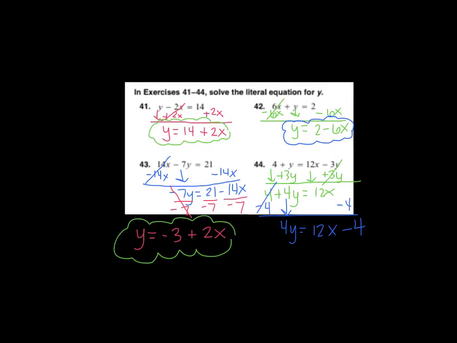Now this step looks very similar to the step that I was just talking about over here in this problem. So notice 4 is being multiplied by y, and the opposite of multiplying by 4 would be to divide. Make sure you divide every single term by 4. So 4 divided by 4 leaves me with 1y, 12x divided by 4 leaves me with 3x, and negative 4 divided by 4 leaves me with minus 1. Then at that point, I know I'm finished because y is by itself.